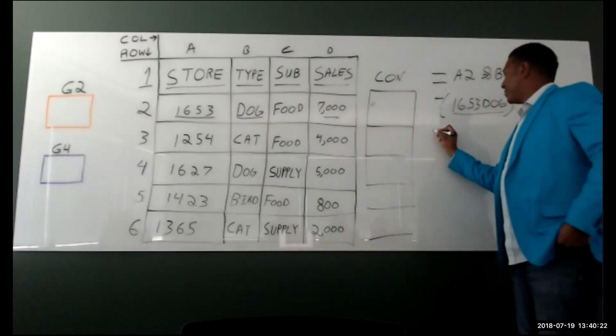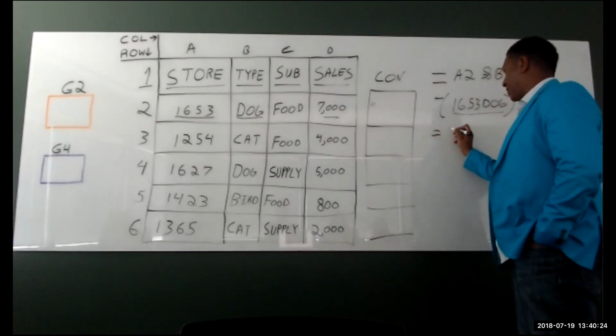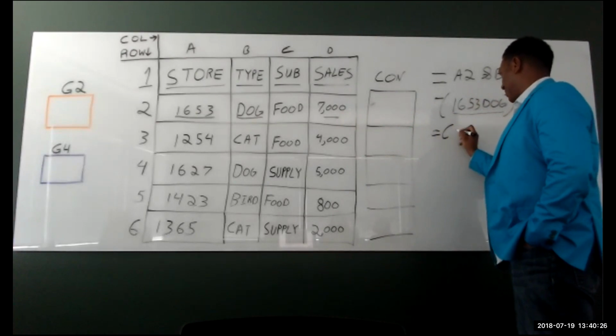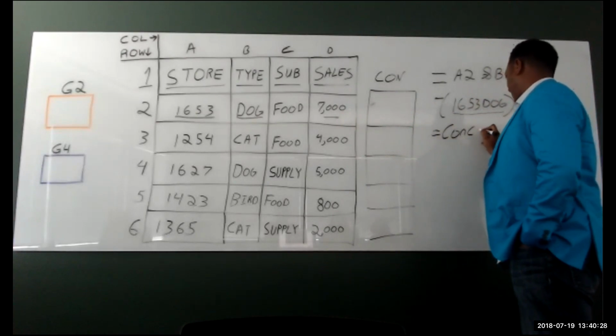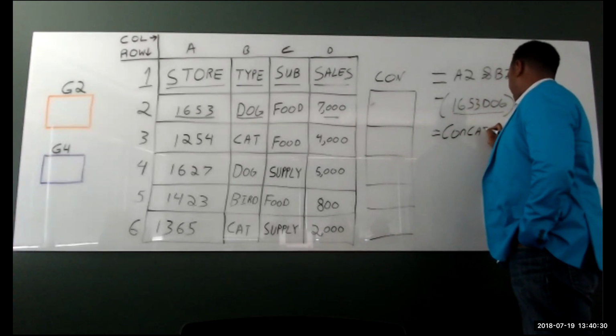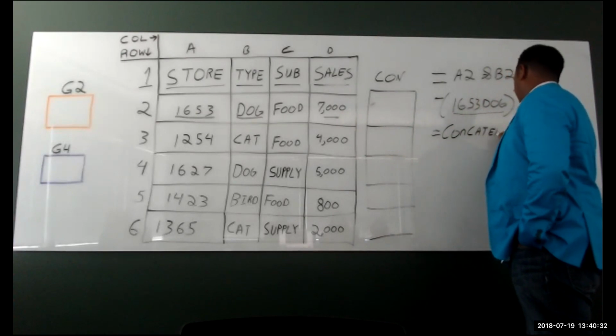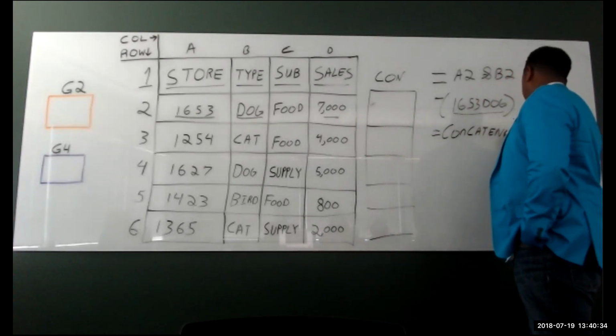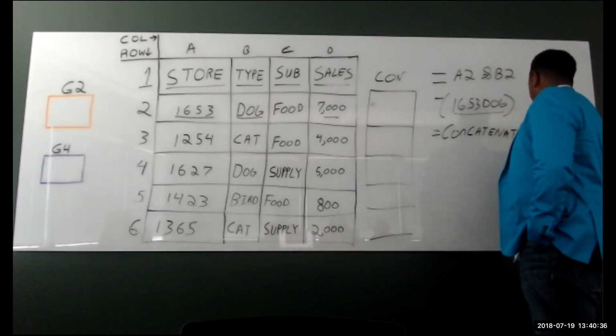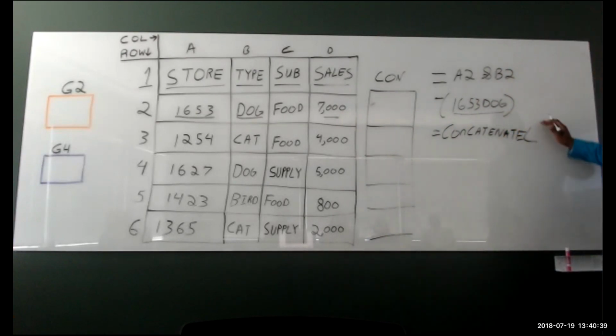The other way is using a concatenate formula, and it's exactly how it's spelled. Concatenate. Okay, so that starts the formula, and then you would do the same thing. You would put A2, then you'd put a comma, and then B2, and it would give you the same exact information.